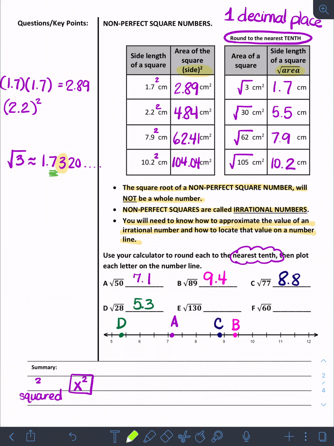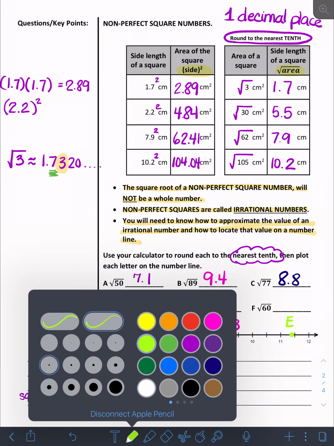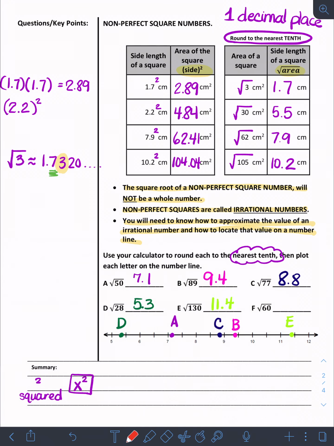E, square root of 130 is around 11.4. That's almost halfway between 11 and 12. And then last but not least, letter F, square root of 60. That's around 7.7. And that's a little bit more than halfway, but not quite 8. There is letter F.